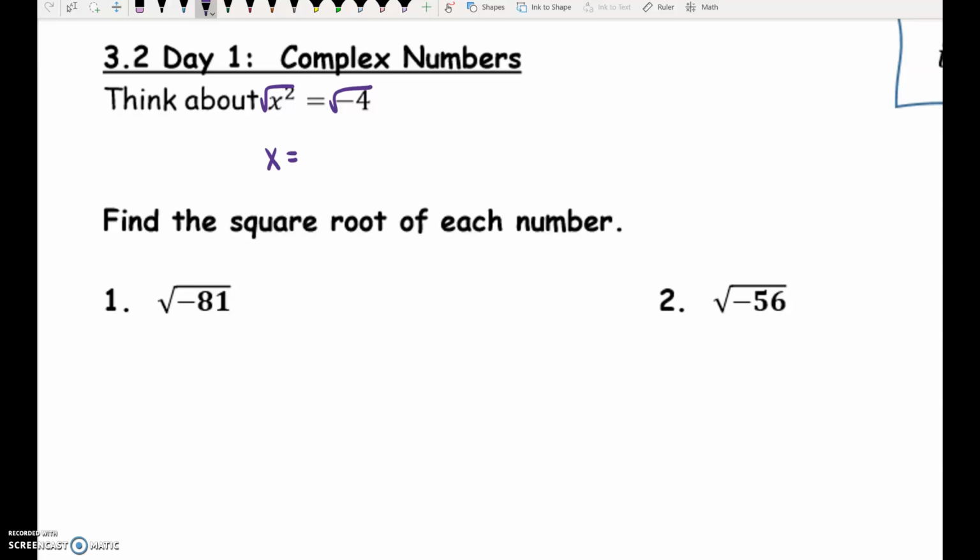But 2 times 2 is positive 4. But negative 2 times negative 2 is positive 4. You can't do positive 2 and negative 2, because when you square something, you have to multiply it times itself. So what number squared is negative 4? There's no such thing, right?